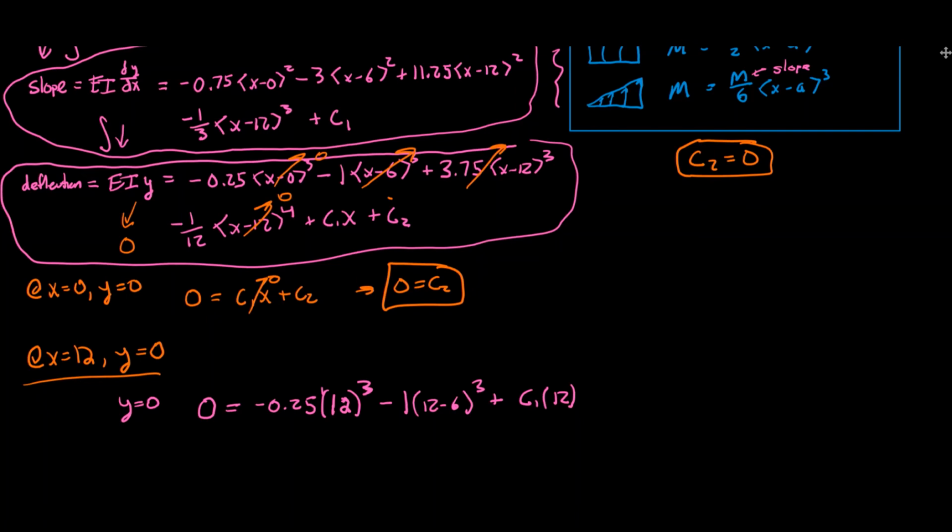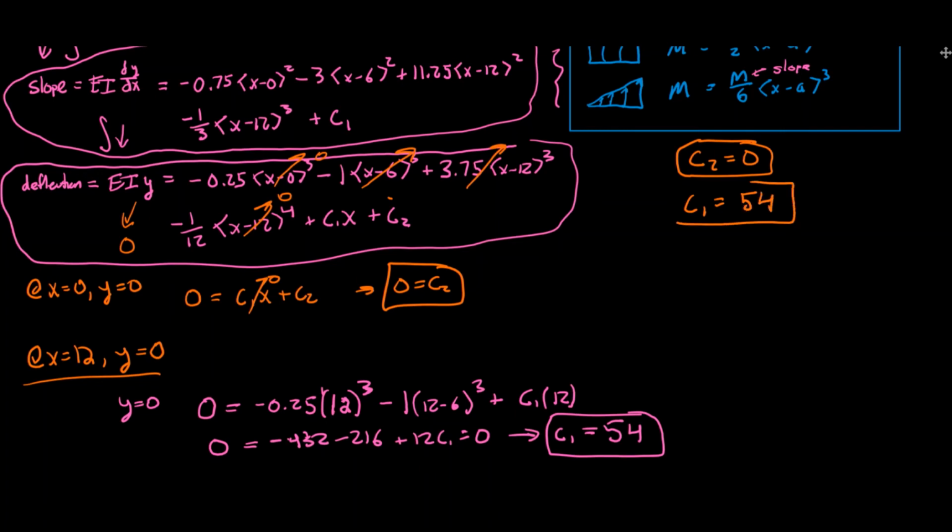So if we do that, we move everything over, and simplify this out, you're going to get negative 432 minus 216 plus 12 C1 equals 0. So we're going to end up getting that C1 is equal to 54. We can write that up here. So C1 is equal to 54. So these are our two constants.